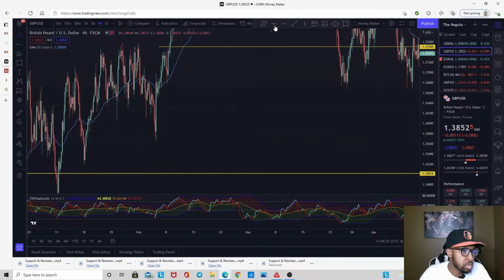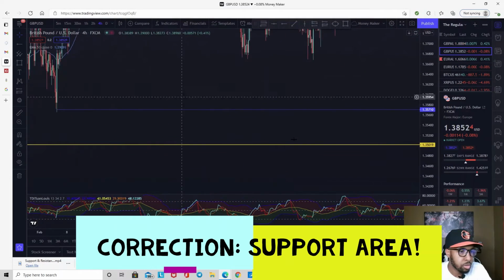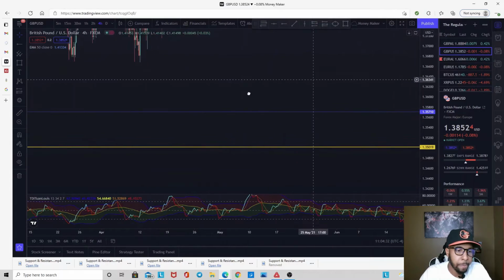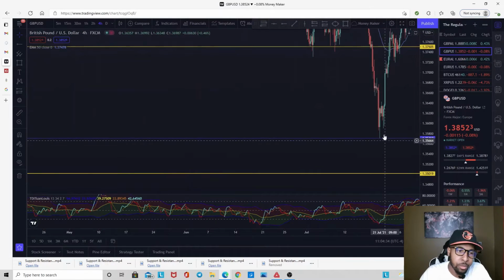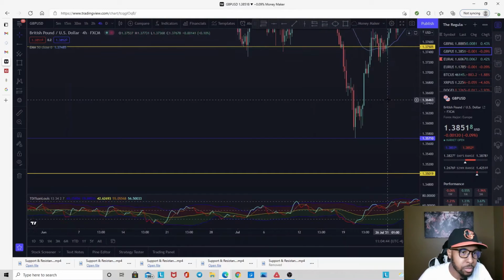Let me draw this pin. It's a strong resistance area right here. Boom, let's see. Watch it hit it. Boom, on the money. It just hit it with the little touch. A touch is a touch. You feel me?